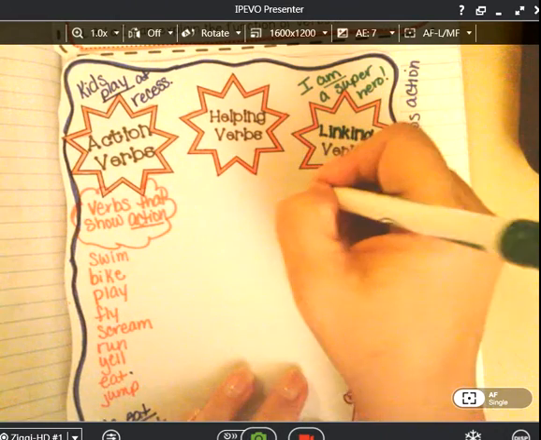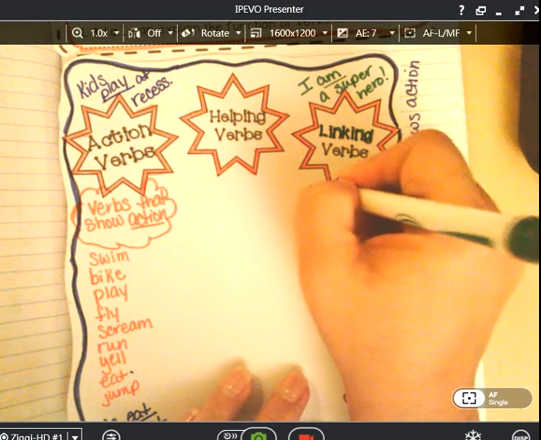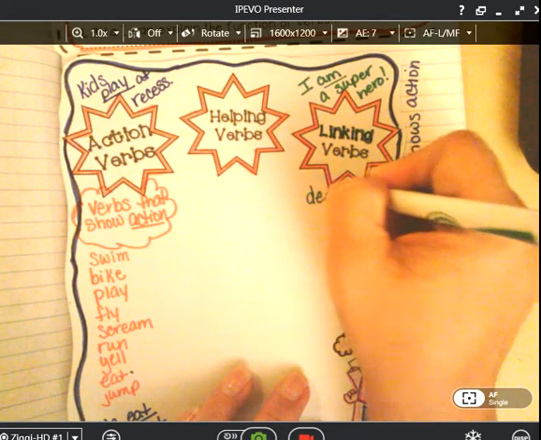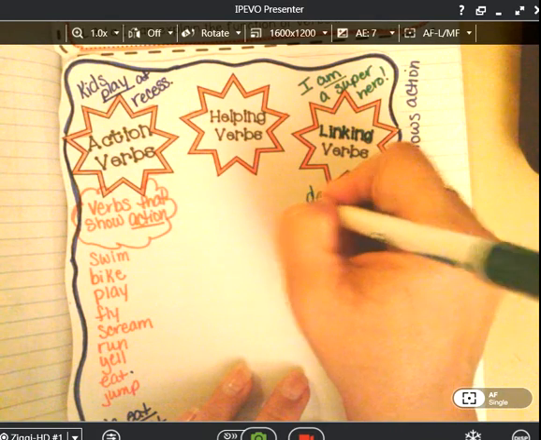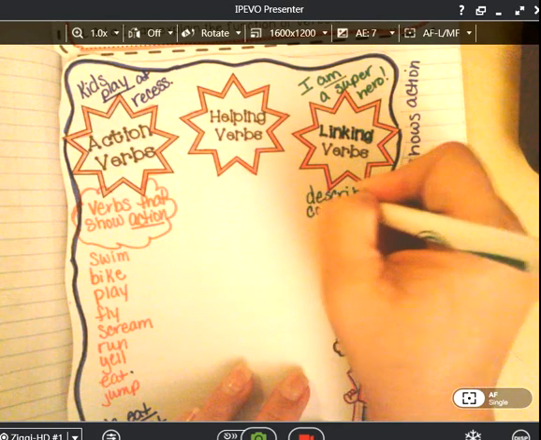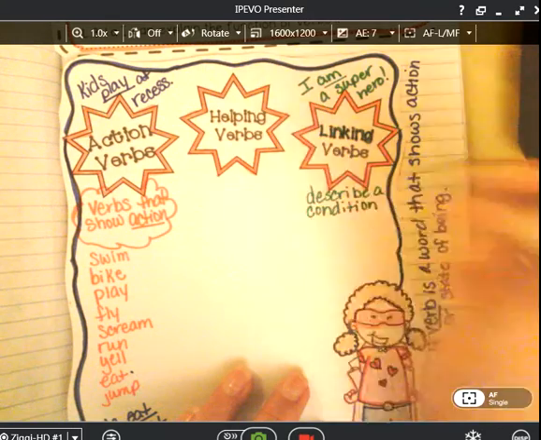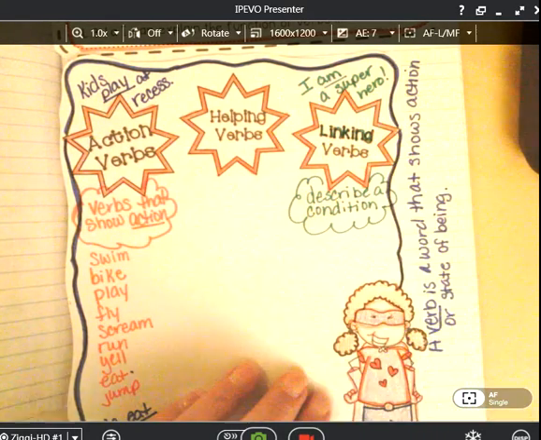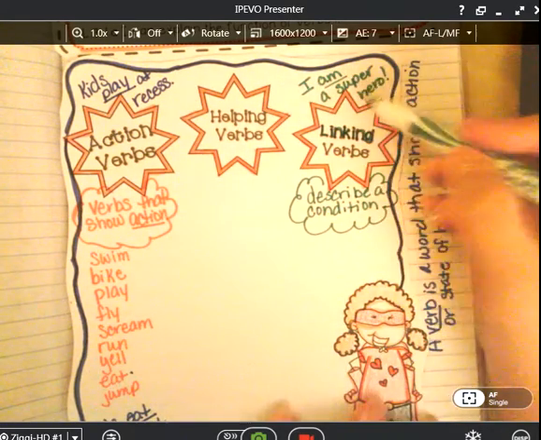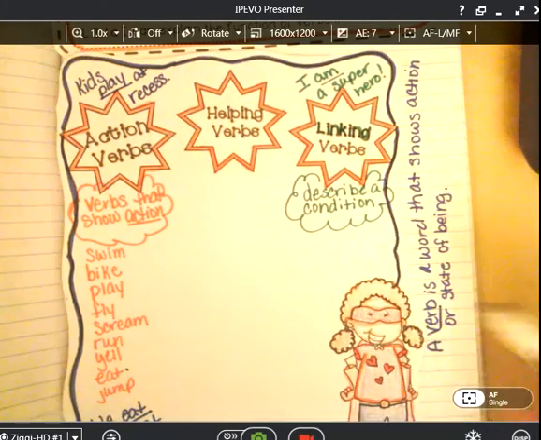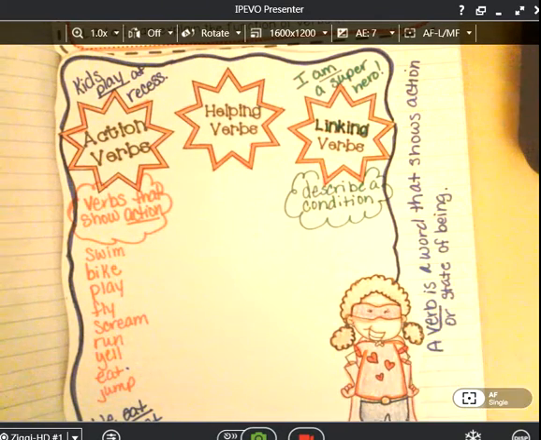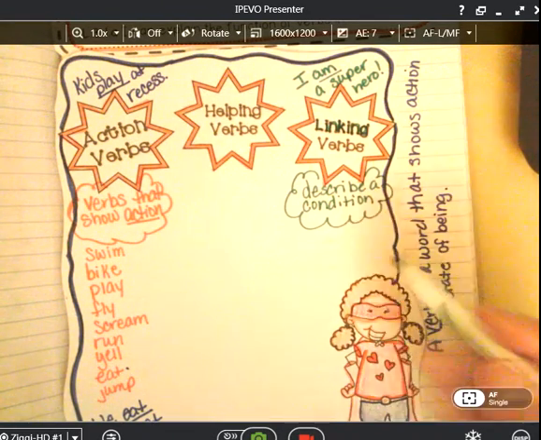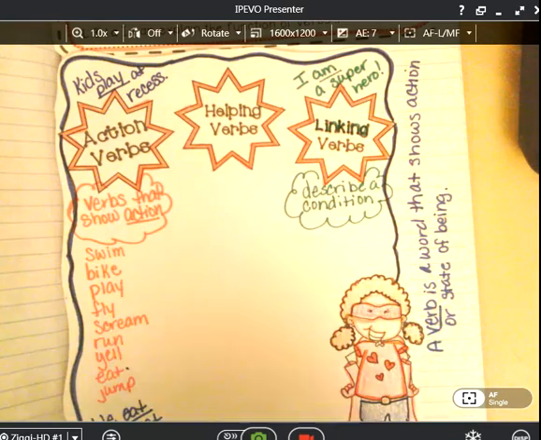Linking verbs describe a condition. It tells how something is or is like. Okay? Tells how something is or is like. I am a superhero. She is a superhero. Okay? That is how she is, what she is being.